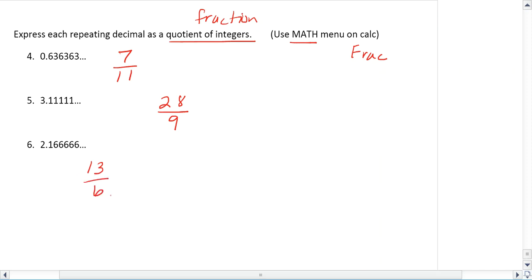And then likewise, to go backwards with this process, if they give you a fraction, like if they gave you this 13/6, just punch 13 divided by 6 on your calculator and it would give you a decimal answer.